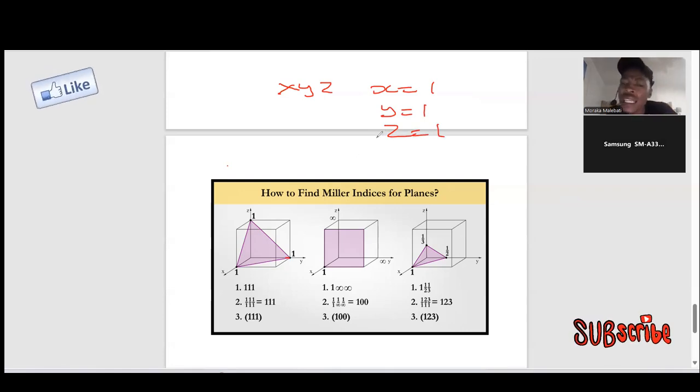Now, what is the second step? We are taking the reciprocals. The reciprocal 1 over 1 is basically 1. 1 over 1 is just 1. 1 over 1 is just 1. This is like that. Okay.